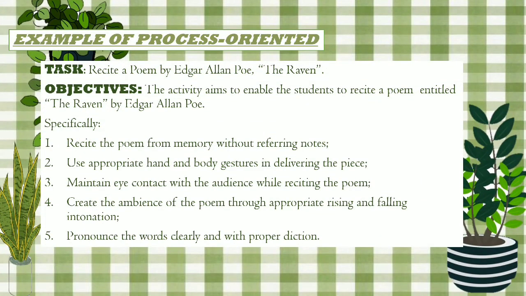On the screen is an example of process-oriented. Task: recite a poem by Edgar Allan Poe, The Raven. Objectives: the activity aims to enable the students to recite a poem entitled The Raven by Edgar Allan Poe. Specifically, recites the poem from memory without referring to notes. Use appropriate hand and body gestures in delivering the piece. Maintain eye contact with the audience while reciting the poem. Create the ambience of the poem through appropriate rising and falling intonation. Pronounce the words clearly and with proper diction.